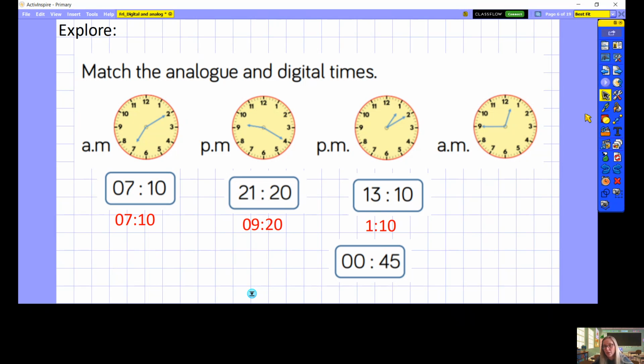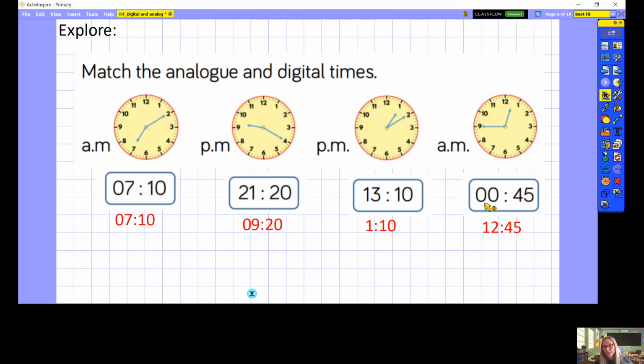And then the final clock here, you can see that the hour hand is just after 12. So you may have written the time like this, 12, and then the minute hand is round on the 9, so that would be 12:45. And if you remember, when we write 12 a.m., if it's morning, we would write it as 00, and if I take 12 away, you can see that I get 0. So 00:45.